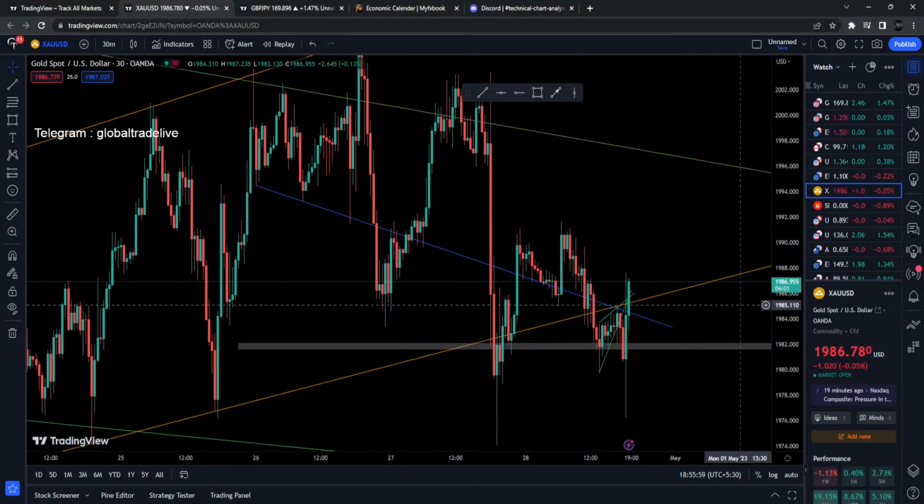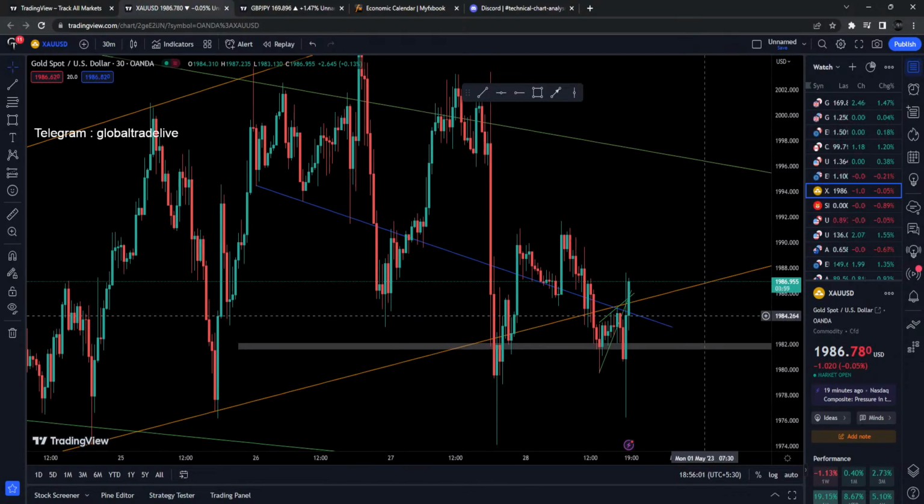So in 4 minutes this candle is about to close in gold, then we are going to get a clear idea of where the market is heading towards.